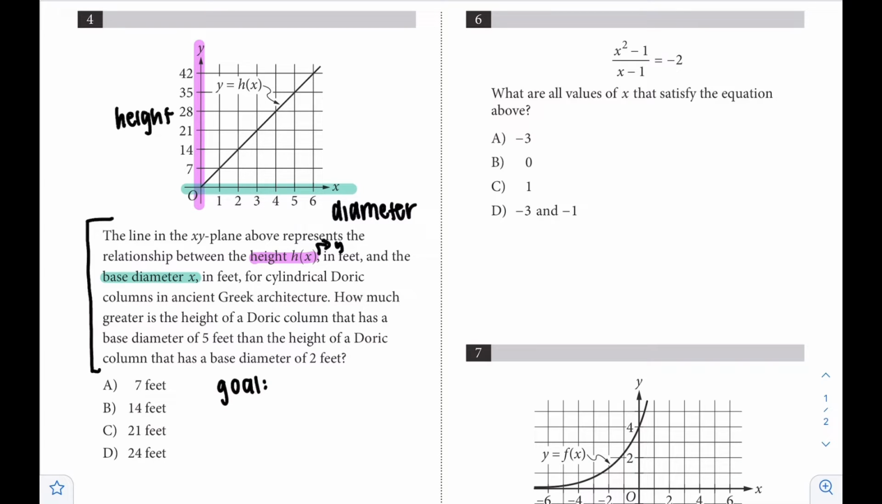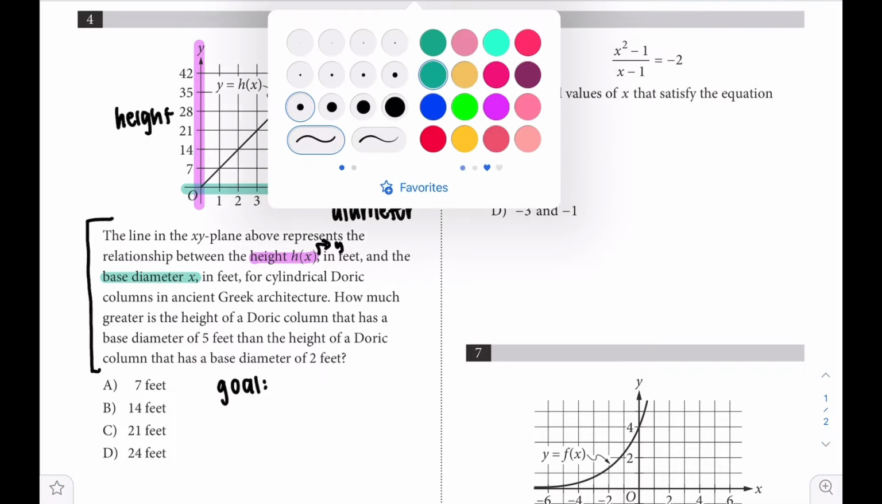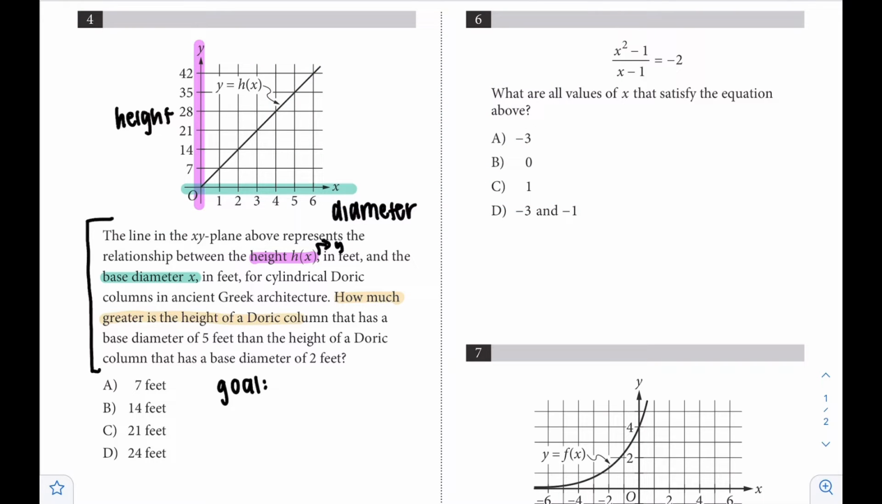Okay, and then if we look at the main question stem, how much greater is the height of a Doric column that has a base diameter of 5 feet than the height of a Doric column that has a base diameter of 2 feet? So our goal is to find a difference. So I'm going to write find difference in height. And I'm also going to say that I know that height is y.